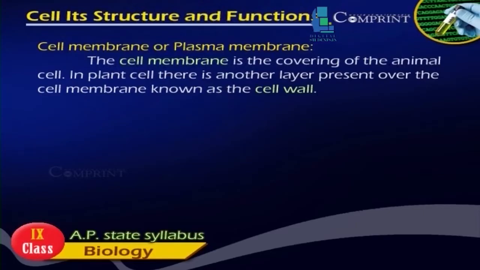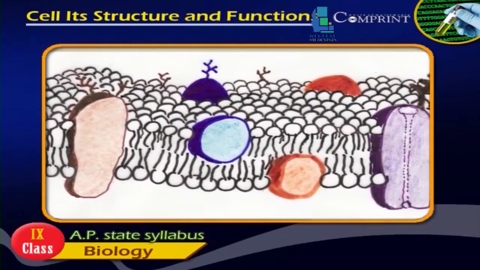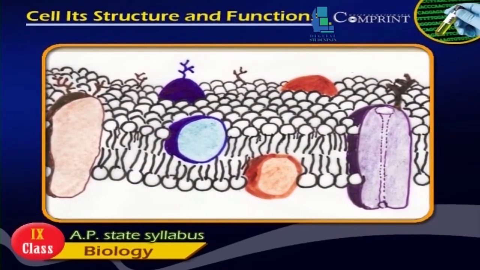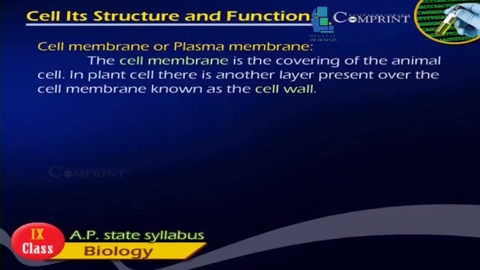Cell membrane or plasma membrane. The cell membrane is the covering of the animal cell. In a plant cell, there is another layer present over the cell membrane known as the cell wall.